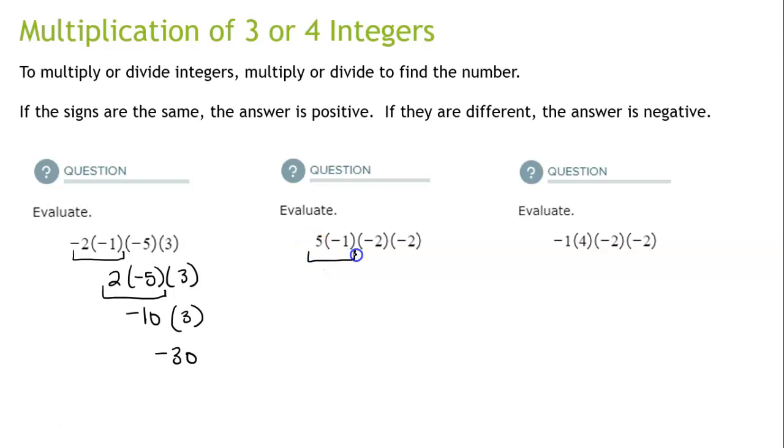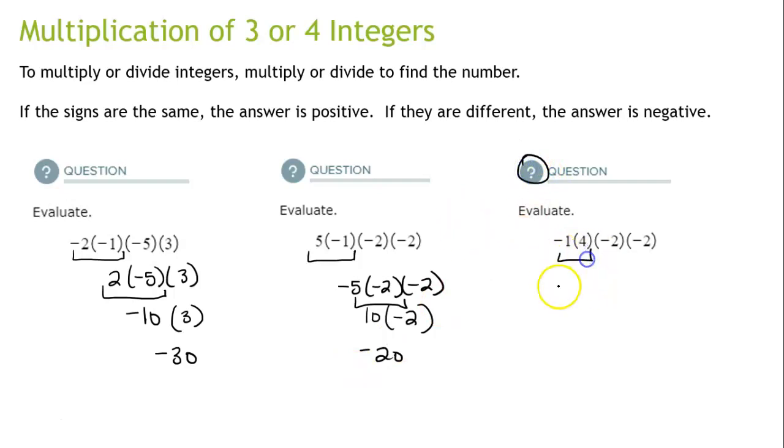For this one, -5 times -1 is -5. I bring down the -2 and the -2 that I haven't used. -5 times -2 is +10. I bring down the -2 that I haven't used. The signs are different, so it's -20. You pause the video and try this one on your own.